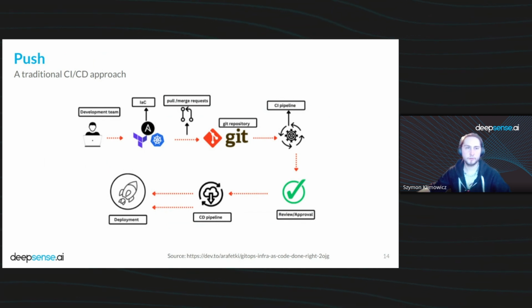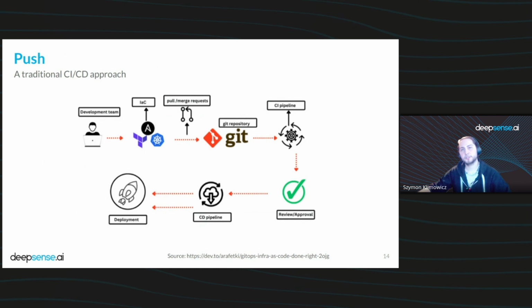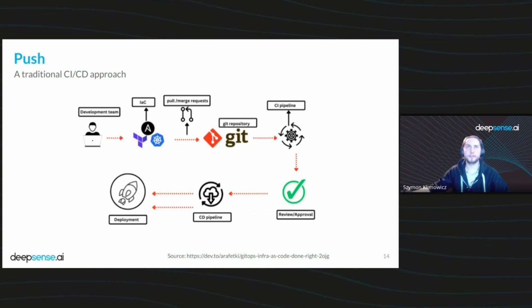So a little more about the push approach. It is much like a traditional CI/CD approach, but applied in the context of infrastructure. So we're going through the whole process again. We have some infrastructure as code. We are changing that, merging that. The CI pipeline completes, of course, and after merging, we can go into the CD part, which creates the whole deployment.